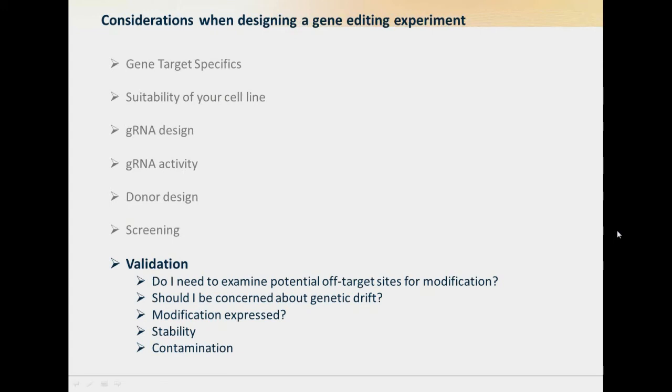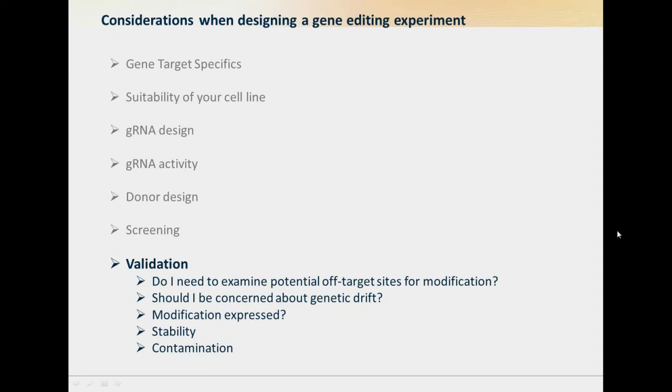And then finally, validation. You have to think about your purposes. Do you need to be looking at the potential for off-target site modification? Most of the design algorithms give you an idea of where potential off-target sites are. Do you want to go look at those? Do you want to do some deep sequencing? These are all considerations, and it really depends on your particular application.